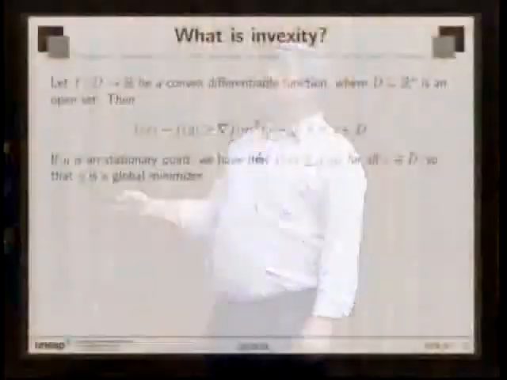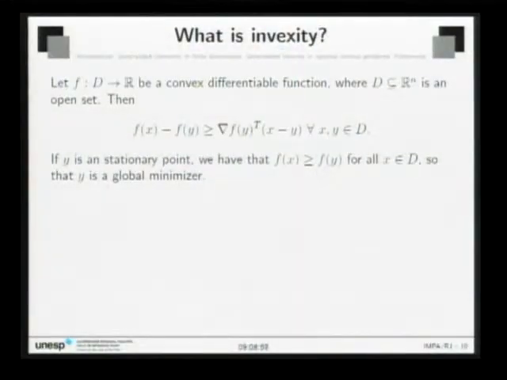In finite dimensions, when you have a convex function, we know if it is differentiable, it satisfies this inequality here. And Hanson saw that this x minus y here plays no role. If y is a stationary point, the gradient is 0. You can see that f of x is greater or equal to f of y for all x in D. That means y is a global minimizer.